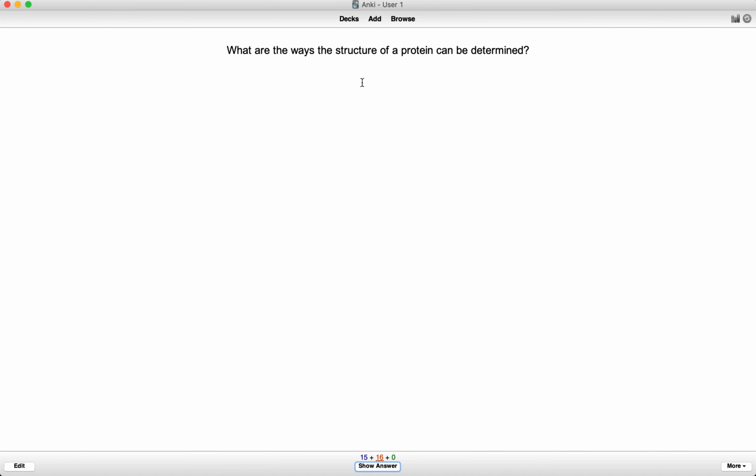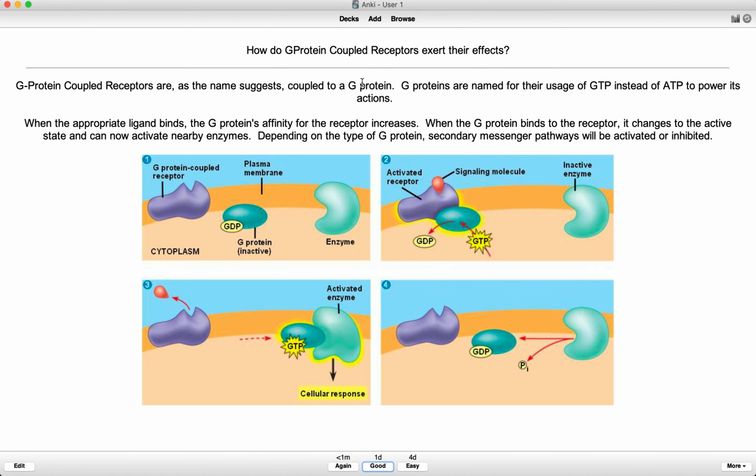X-ray crystallography and NMR. So we have a G protein coupled receptor that's inactive, a ligand binds to it, and the G protein switches from GDP to GTP, binding to the G protein coupled receptor. The G protein leaves the receptor and binds to other enzymes, activating a secondary messenger cascade.